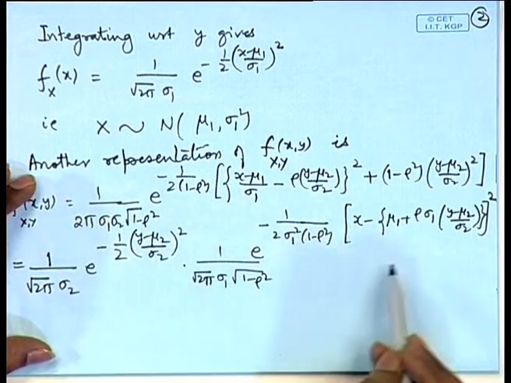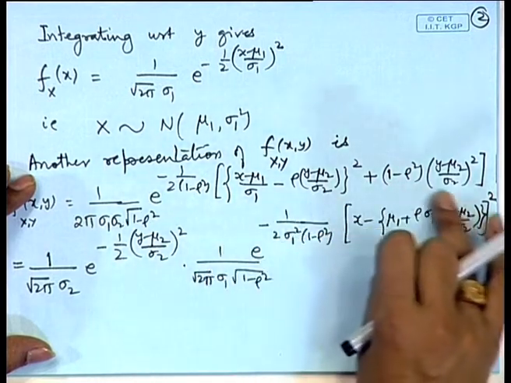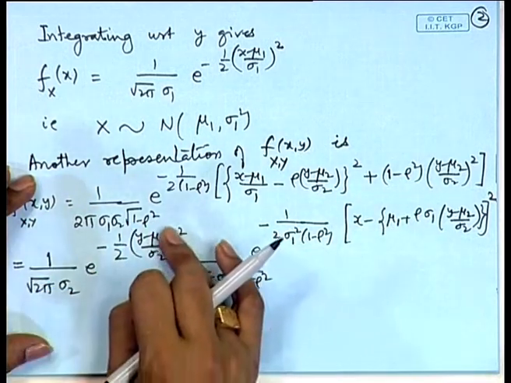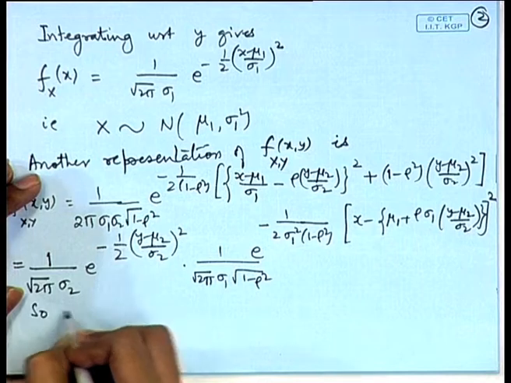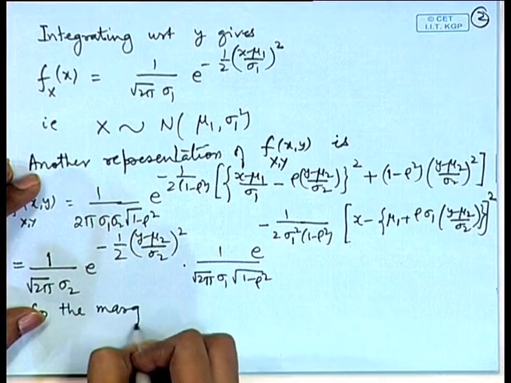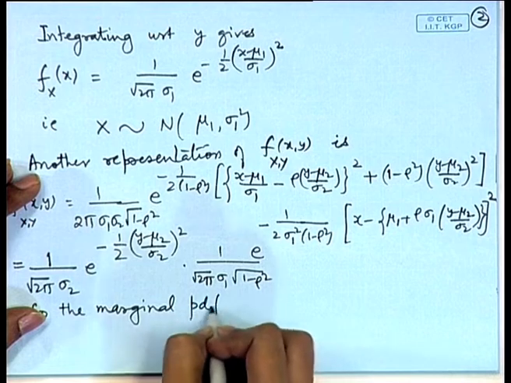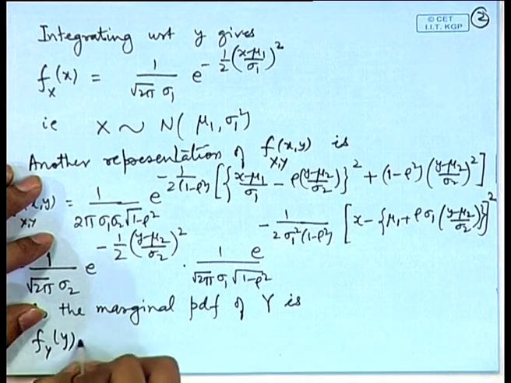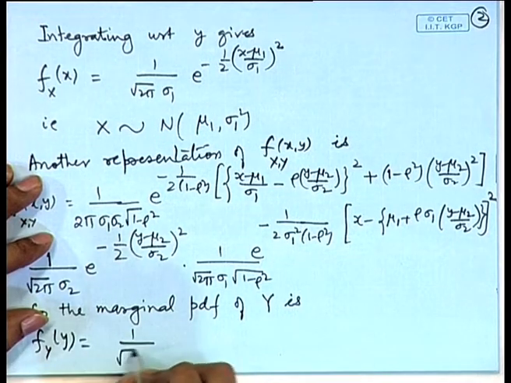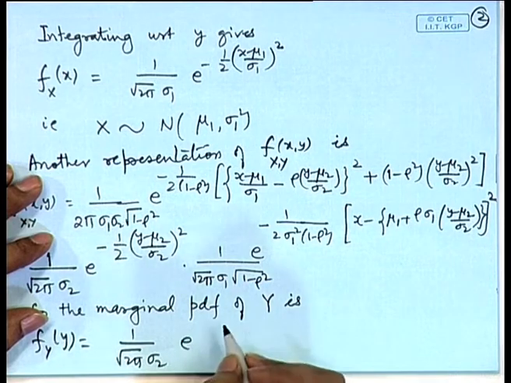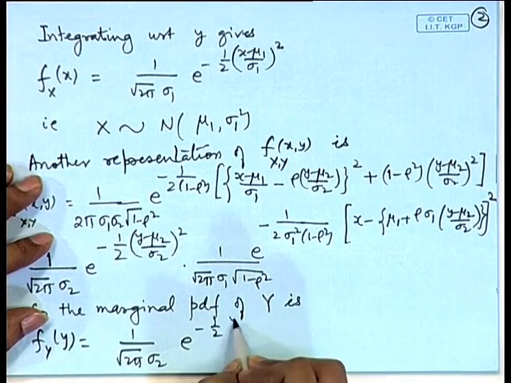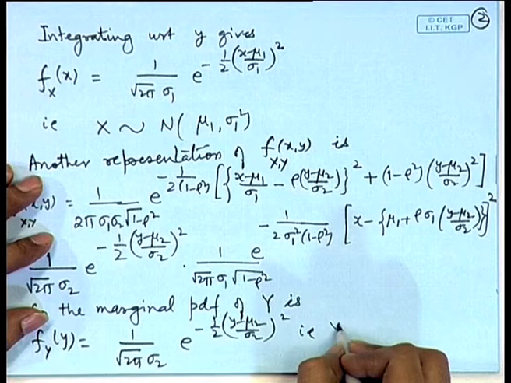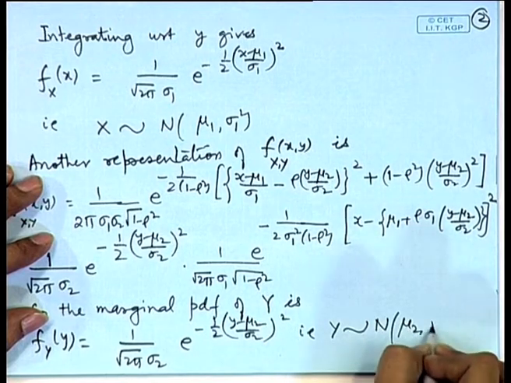So, if we integrate this joint density with respect to x, this term integrates to 1 and we are left with a normal density. So, the marginal PDF of y is f y (y), that is equal to 1 by root 2 pi sigma 2 e to the power minus 1 by 2 (y minus mu 2 by sigma 2) square. That is, the marginal distribution of y is normal (mu 2, sigma 2 square).